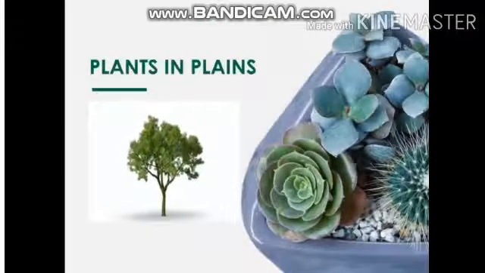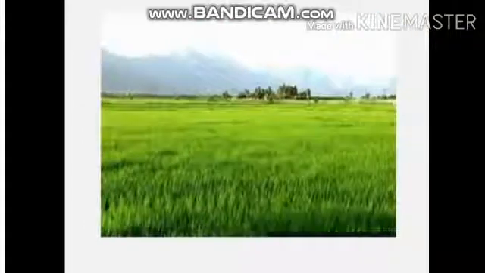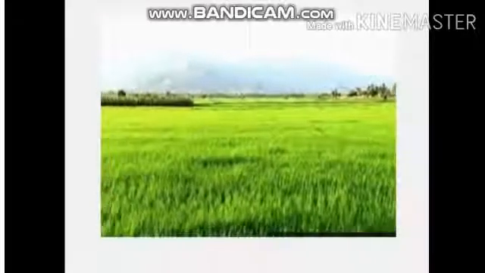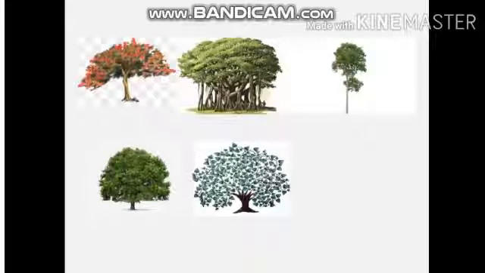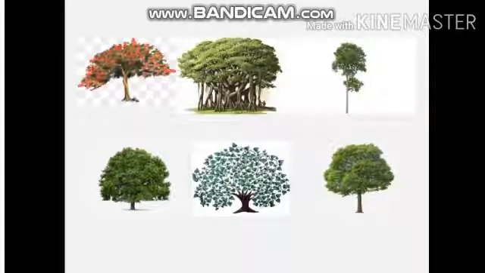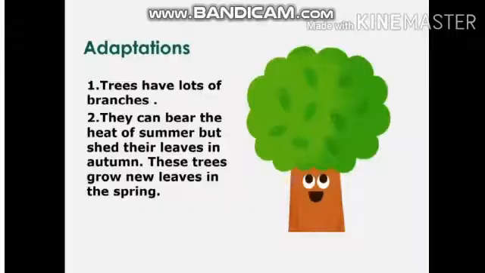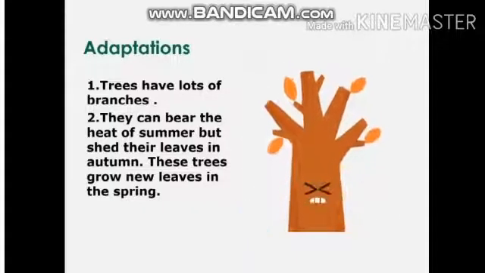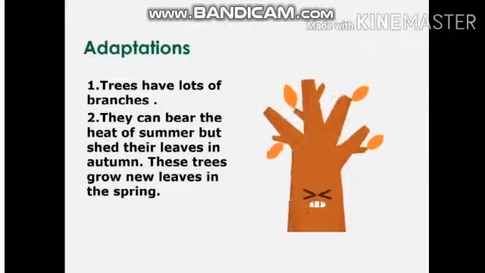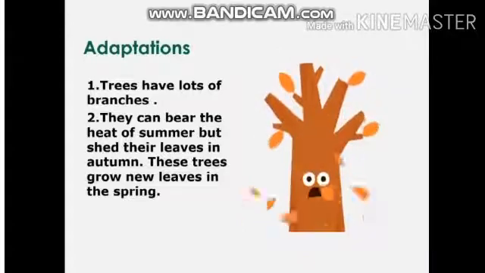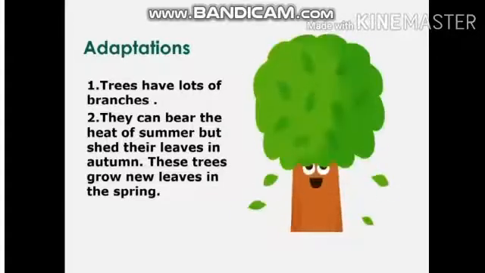Plants in plains. The weather in plains is very hot in summer and very cold in winter. So trees like gulmohar, banyan, neem, etc. grow well on plains. Their adaptive features: they have a lot of branches. They can bear the heat of summer but shed their leaves in autumn. These trees grow new leaves in the spring.